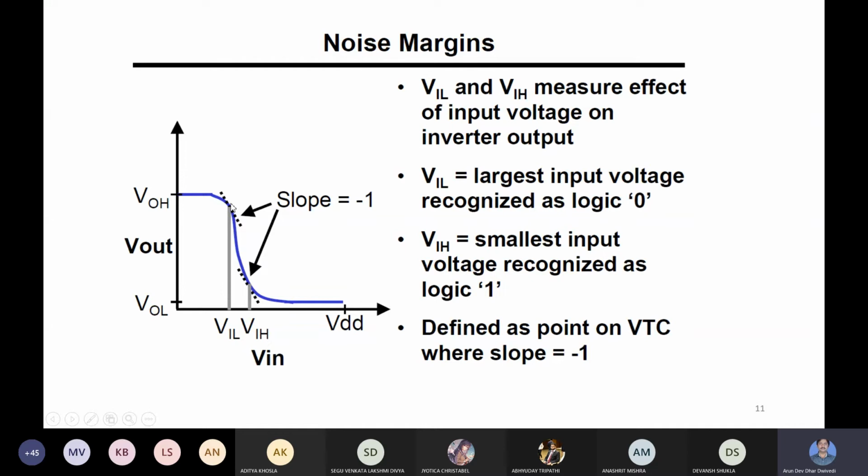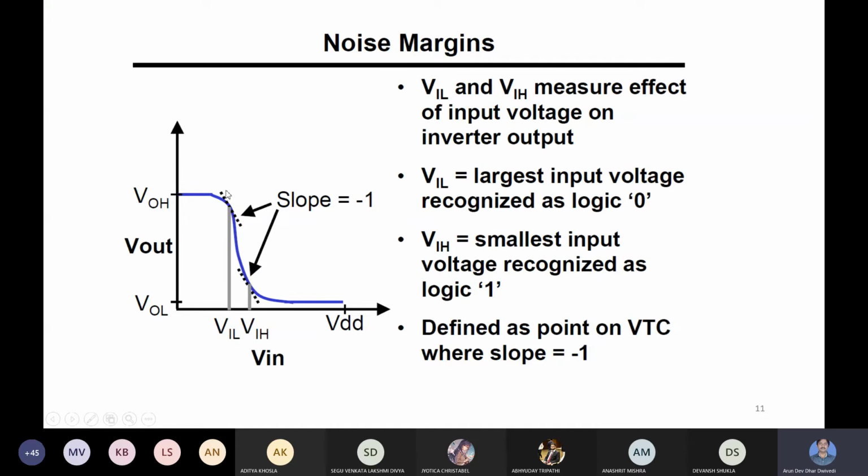Slope means dVout by dVin, the change of output voltage divided by the change of input voltage. So dVout by dVin gives the value -1 here. And at another point, the second point, we get the same thing, dVout by dVin equal to -1. So we are getting negative slope points.